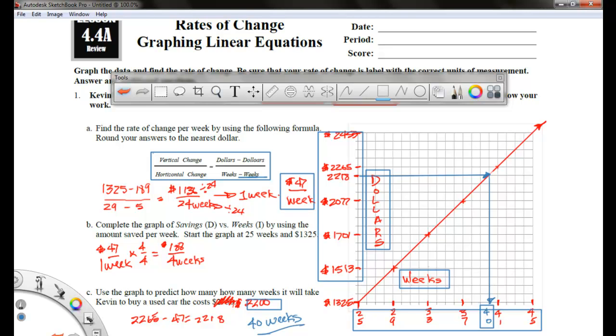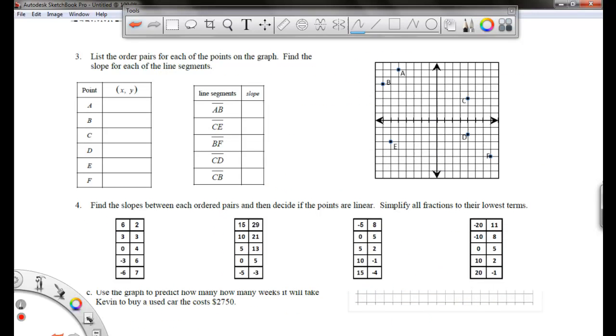So let me pause this. Okay, you should be on the back side, and we're starting with problem number 3. It says list the ordered pairs for each of the points on the graph and find the slope for each of the line segments. So let's take this kind of slow. And so let's look at point A now.